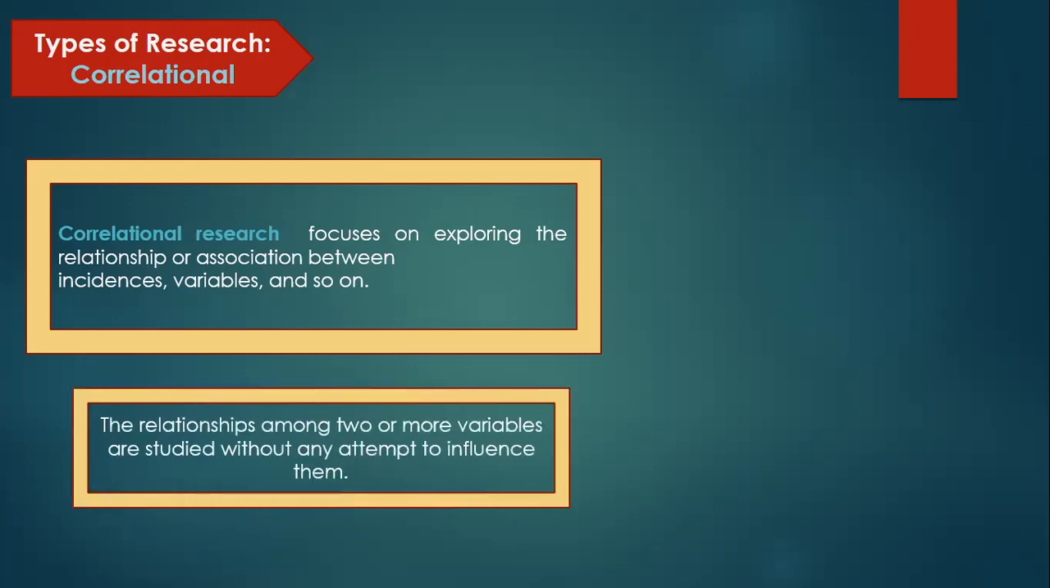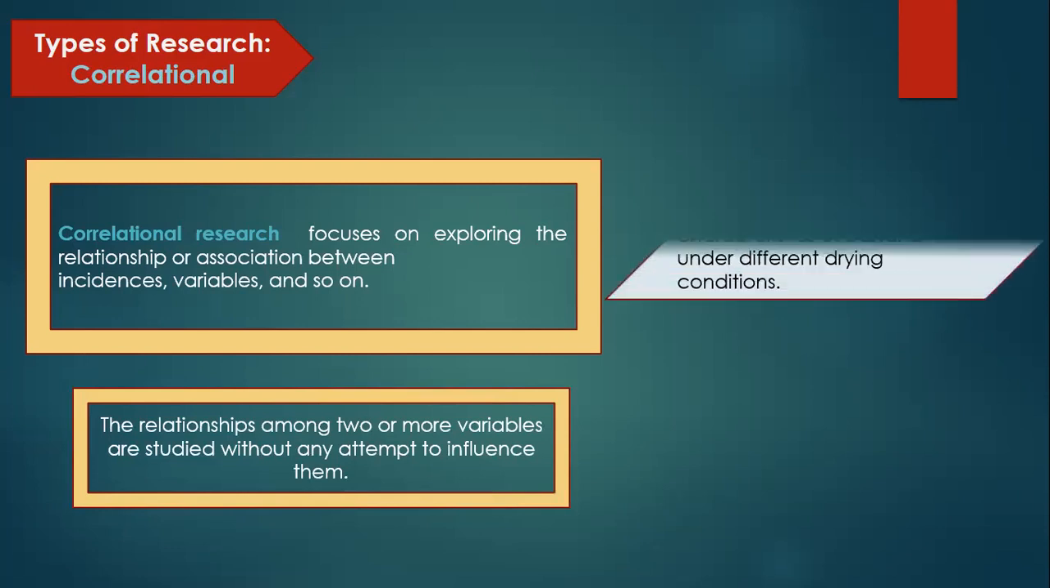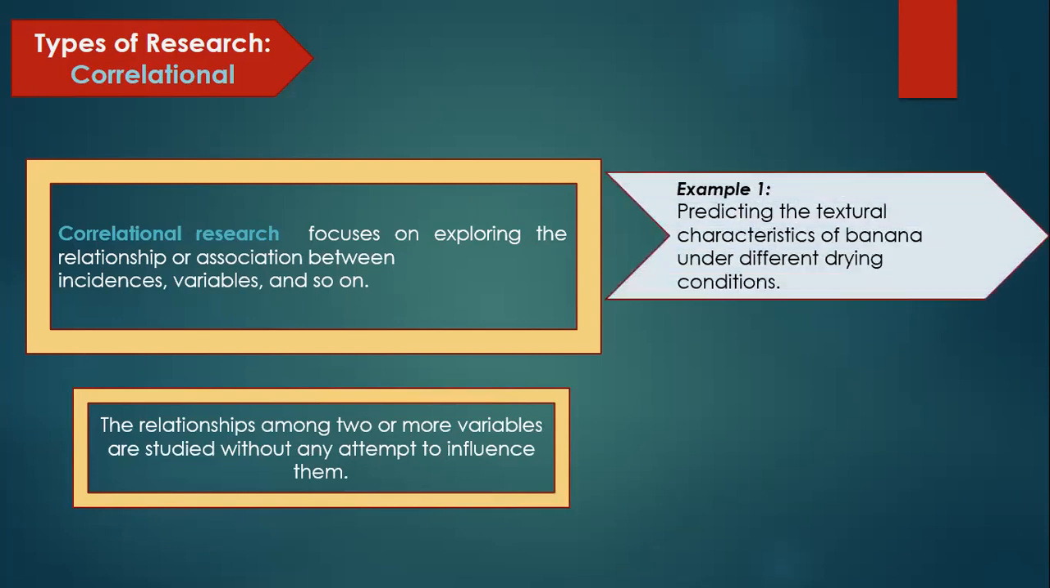Okay, the relationships among two or more variables are studied without any attempt to influence them. For example, in correlational research, you want to study the textural characteristics of a certain fruit during drying. For example, you want to predict the textural characteristics of banana under different drying conditions. So what are those separate or group of variables? For this example, the textural characteristics and drying conditions are two separate groups of variables, right?